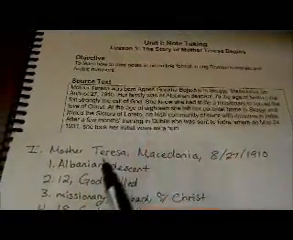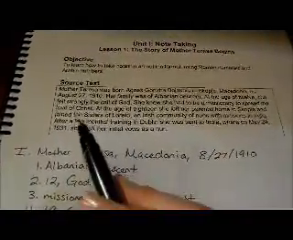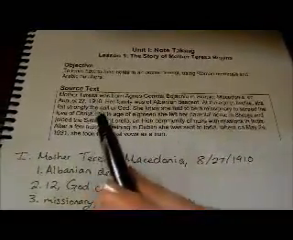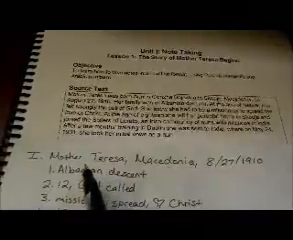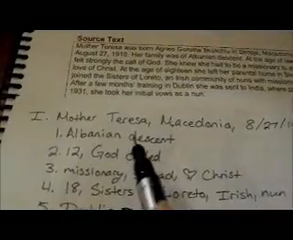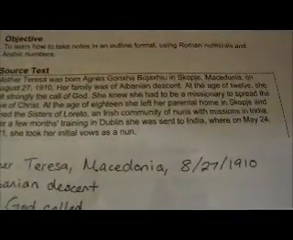So, let's go ahead and start off. So this first line is based off of the first sentence: Mother Teresa's name, when she was born, where she was born, and the date. So all we really need to know is Mother Teresa, born in Macedonia, August 27th, 1910. There you go. Let's keep reading. Her family was of Albanian descent. Jotted down Albanian descent.